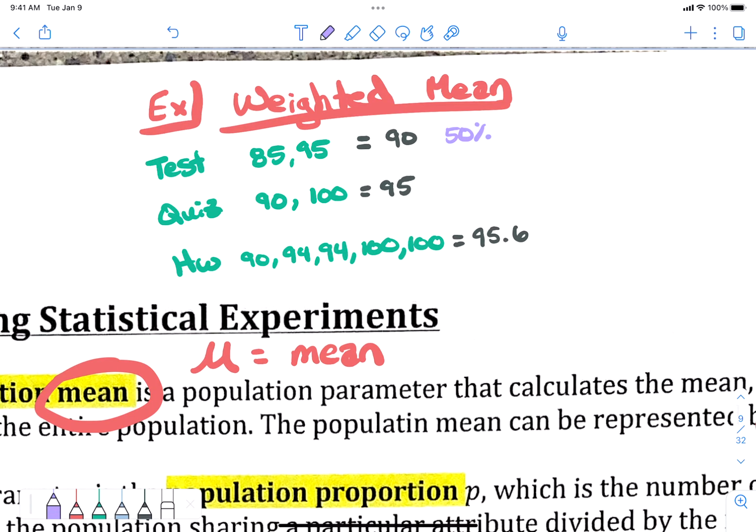How much is a quiz worth? 25%. How much is homework worth? 25%, which makes 100% total. So those are my 3 categories, but tests are weighted the most. All right, now, given those weights, how do you calculate your average?